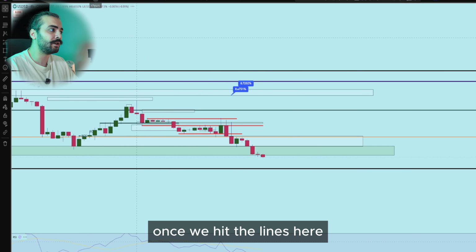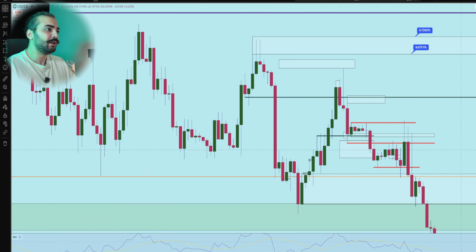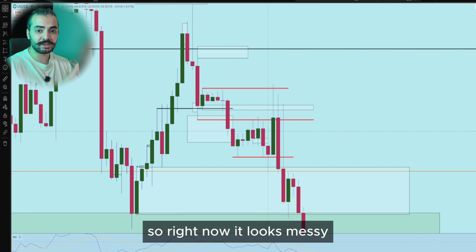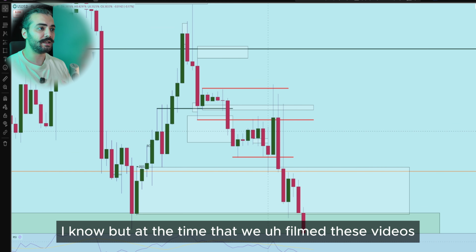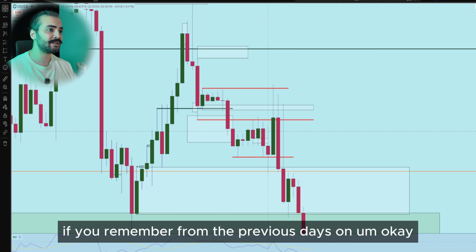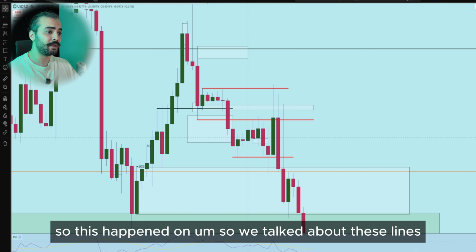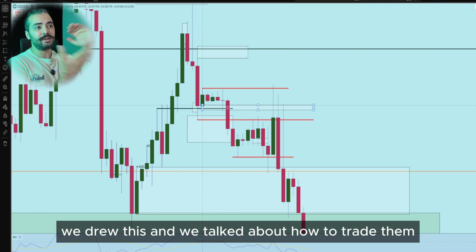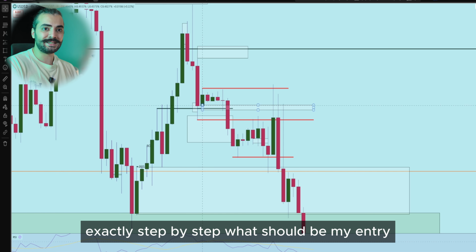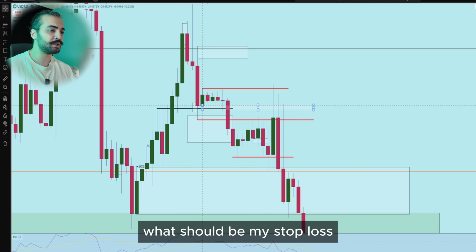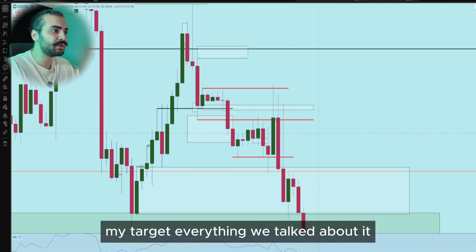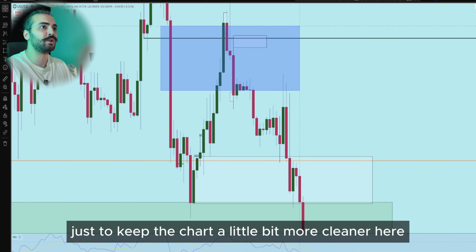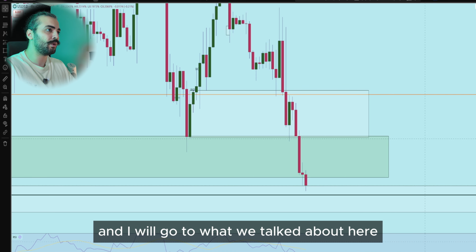Once we hit the lines here, for example, if I go to the 4 hours time frame, once we hit these lines, we talked about how to trade them. So right now it looks messy, I know, but at the time that we filmed these videos, we talked about these two lines on Friday. We drew this and we talked about how to trade them exactly step by step. What should be my entry, what should be my stop loss, my target, everything. I'm going to get rid of them right now just to keep the chart a little bit cleaner here.